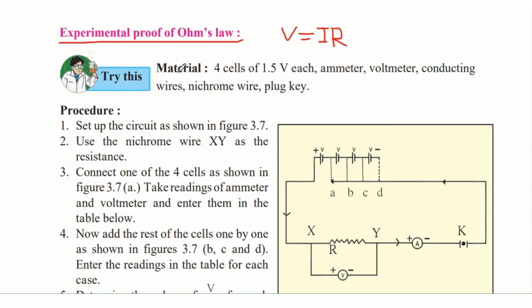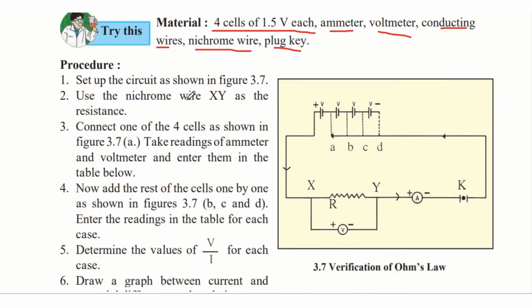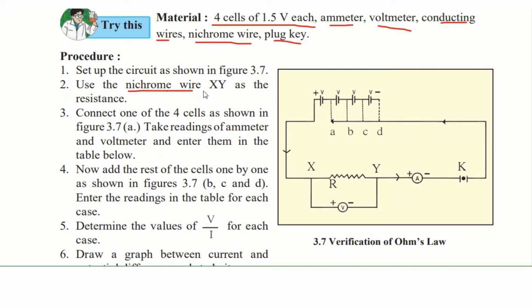Try this. The material required is 4 cells of 1.5 volt each, an ammeter, a voltmeter, conducting wires, nichrome wire, and a plug key. So this is the procedure. Set up a circuit as shown in the figure. Use the nichrome wire XY as the resistance.